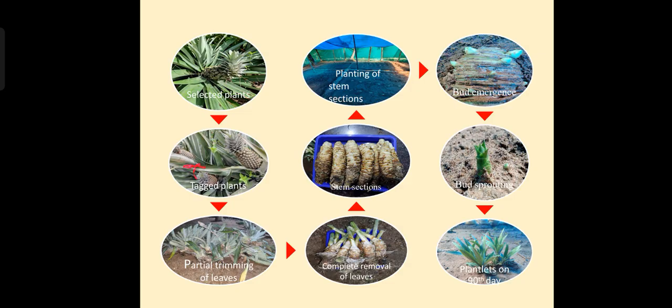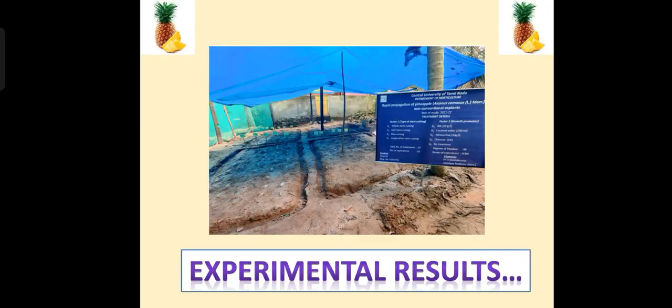And the methodology includes, first we have to select the plants, that is 10 days before the first harvest we have to tag the plants, and after harvest we have to uproot the plants, trim the leaves and roots and completely remove the leaves and expose the buds present in the stem sections. And the stem section has to be treated with the different growth regulators, and it is planted under polyhouse condition. After some days the buds started emerging and it produced plantlets. These plantlets can be used for propagation of the pineapple.